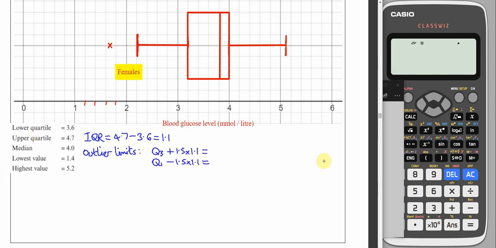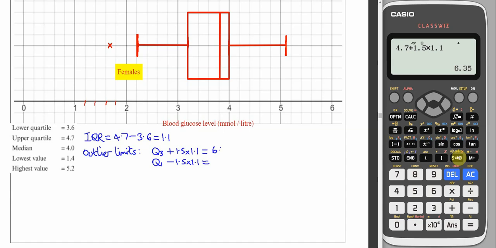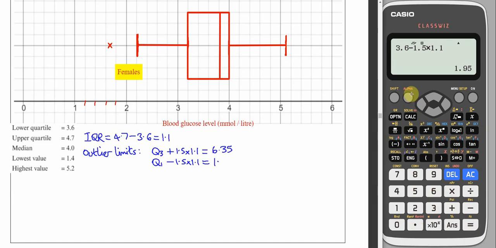So the upper quartile was 4.7, add 1.5 times the interquartile range gives us 6.35. That's the upper limit for outliers. And if I just tweak that and change the upper quartile to the lower quartile, 3.6, and then take away 1.5 interquartile ranges, I get 1.95. So those are the limits, the upper limit and the lower limit.